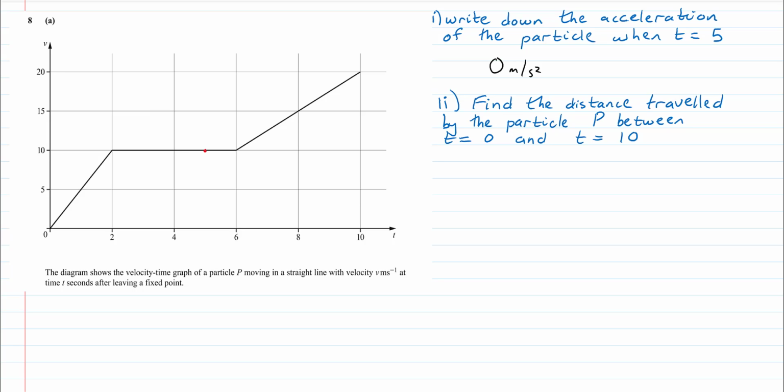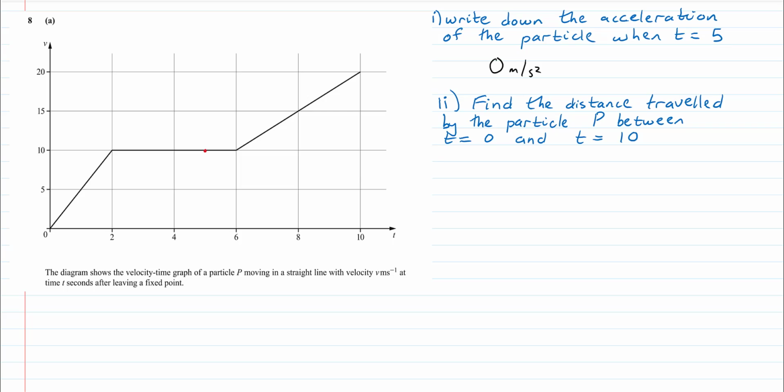So that just means, as you can see, we're going at a constant velocity. From t equals 2 seconds to t equals 6 seconds, our velocity is always just 10 meters per second. So our velocity is not changing, and hence our acceleration is equal to 0.